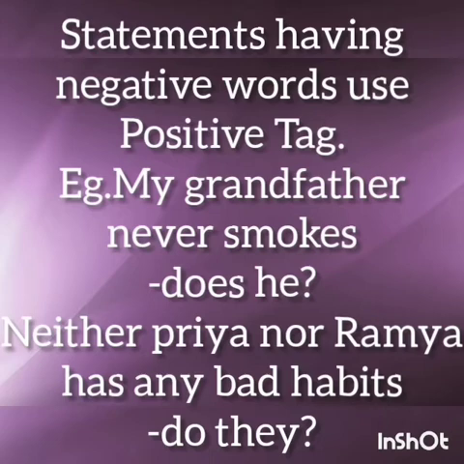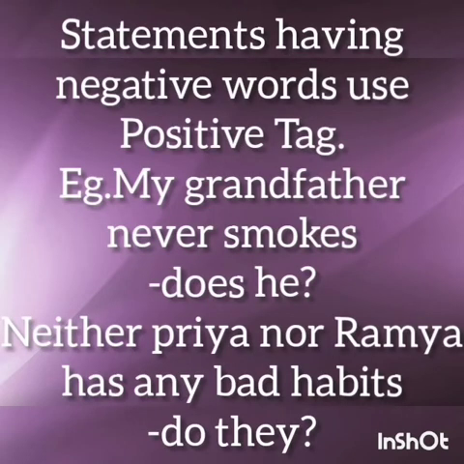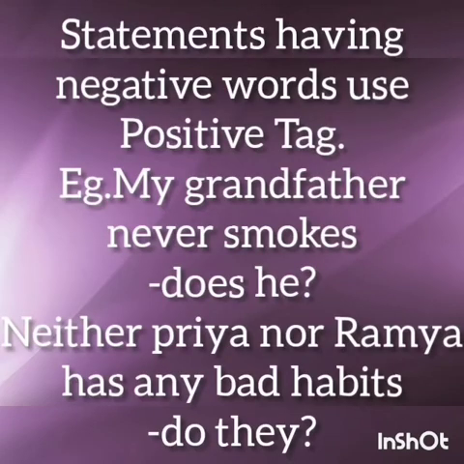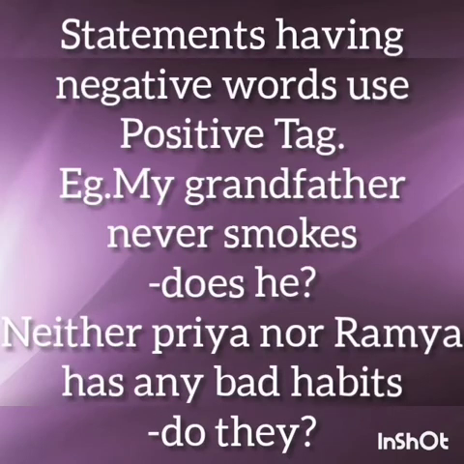Here there is no auxiliary, so you have to use do, does, did forms. You have to see whether the sentence is present tense or past tense. If present tense, you have to see whether the subject is singular or plural. Singular subject, present tense, does. Plural subject, present tense, do. Here the subject is singular and it is present tense, so we use the tag does he, because the statement is negative, so we use the positive tag does he.